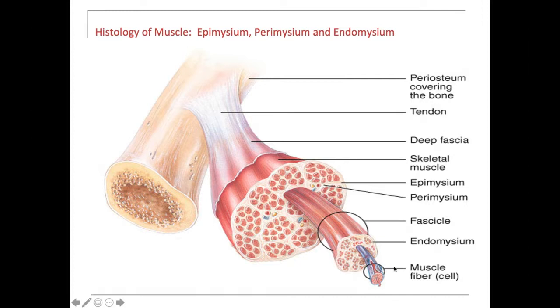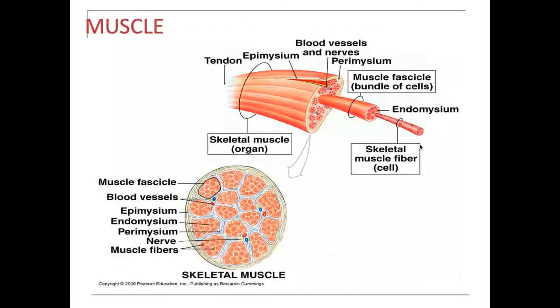Okay. Here we see a muscle fiber cell. Here we see an endomysium. We see fascicle, the term fascicle. So we're going to go over endomysium, fascicle, perimysium, and epimysium. Let's take a look at these terms.